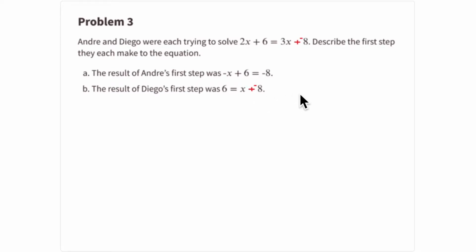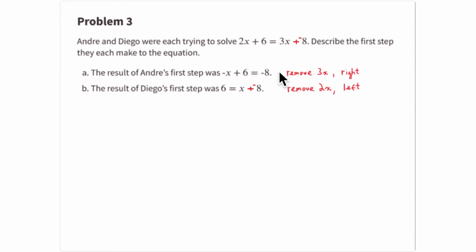The first thing I'm going to do is change subtracting a positive 8 to adding a negative 8. I always like to change everything to addition. Now, if you look, you can see that what Andre did is he removed this 3x from the right side, so you're left with this negative 8. So he removes 3x on the right side, whereas Diego removes the 2x from the left side. So he gets rid of this 2x and is left with 6 equals x plus negative 8.